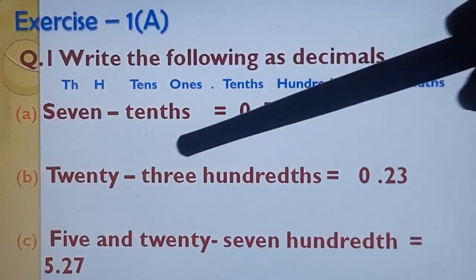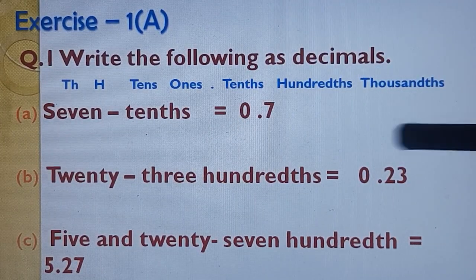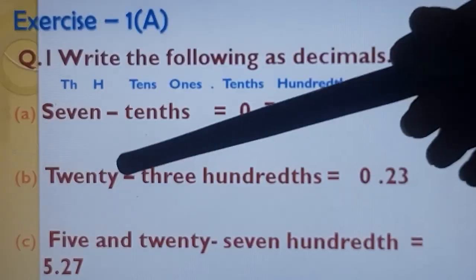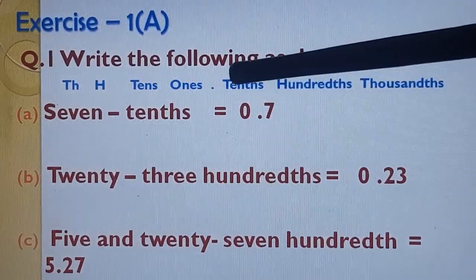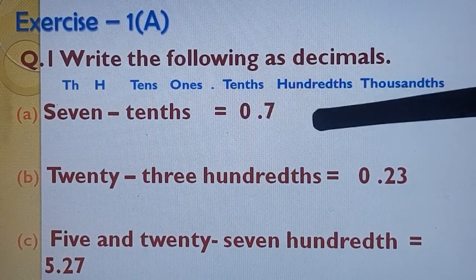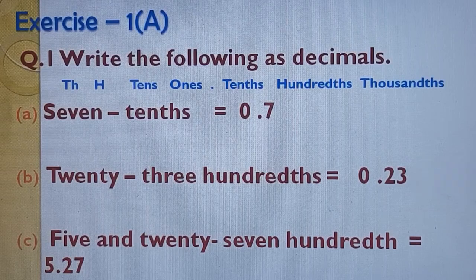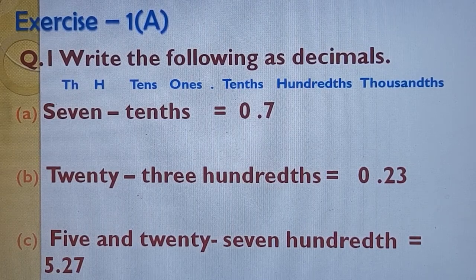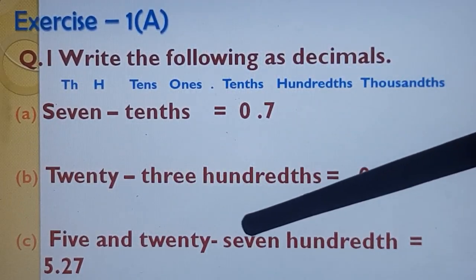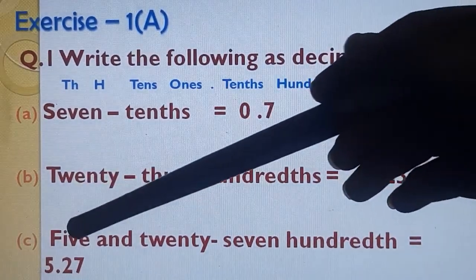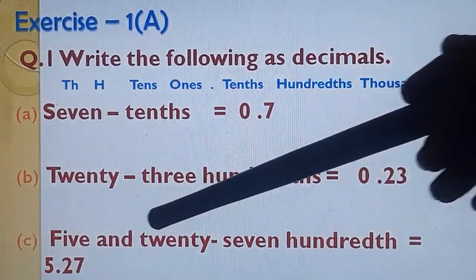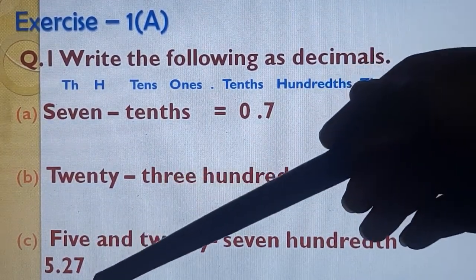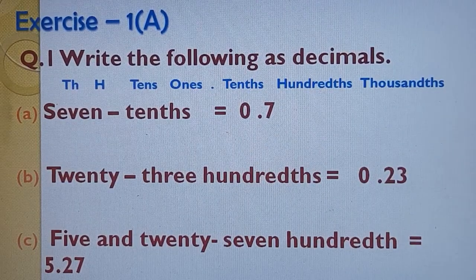B part, 23/100. 23/100. 2 is at 10th place and 3 is at 100th place. Decimal 2 3. So our answer will become 0.23. If you are writing it decimal 23, that is also correct. Next is 5 and 27/100. 5 is 5 ones. 27/100, that is decimal 27. So how we will write down 5.27. Understood?